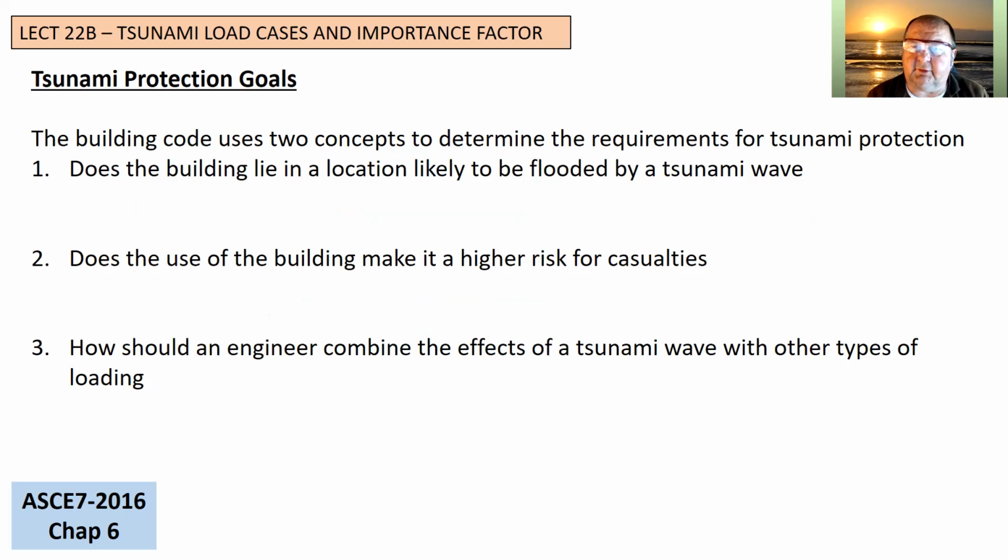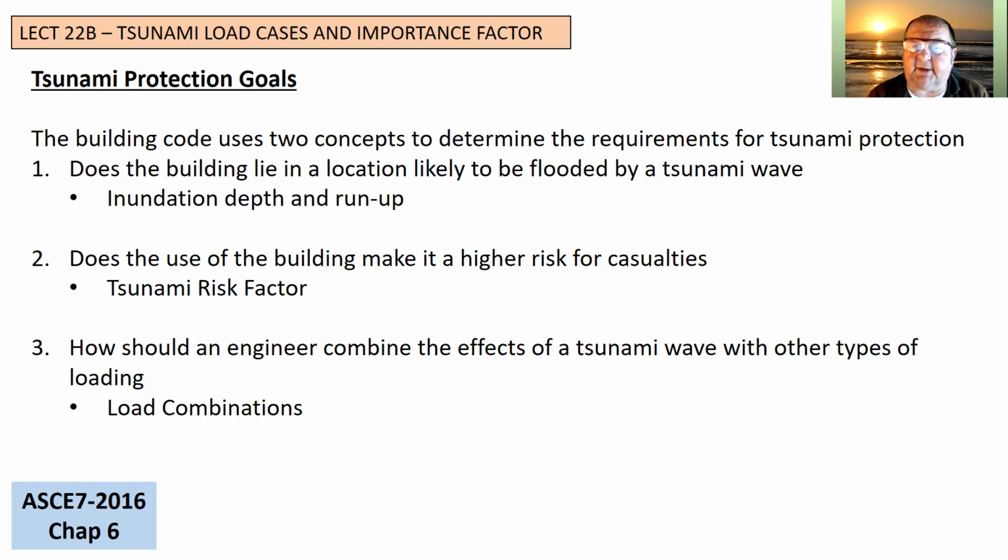So there's a few different things the building code looks at to determine whether this is likely to be an issue or not. First question is, does the building lie in a location that's likely to be flooded? Secondly, does the use of the building make it more of a higher risk for casualties? And how should an engineer combine whatever effects this tsunami wave develops with other types of loads, dead loads, live loads, that also have to be supported by the building frame?